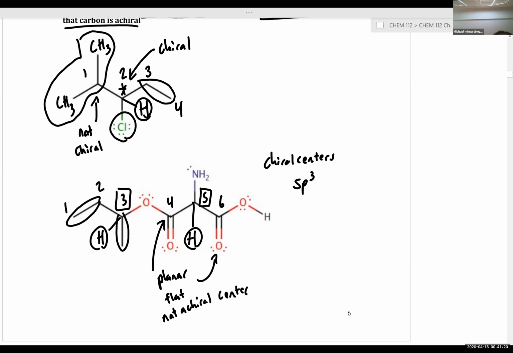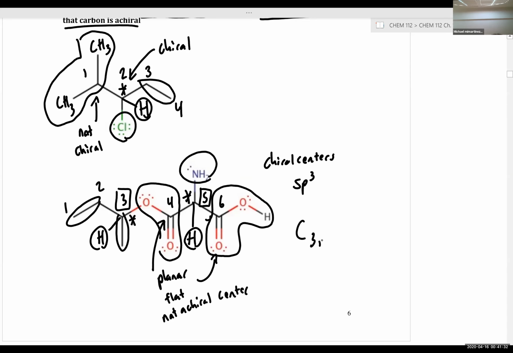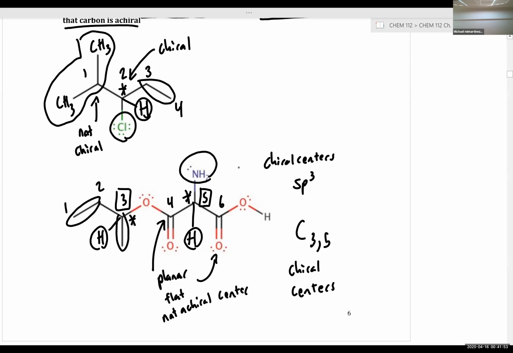Carbon number 5, we have a hydrogen, this ester functionality, a carboxylic acid functionality, and an amine. So this would be a chiral center. So carbons 3 and 5 are chiral centers. I'm pretty shocked actually, for all the biologists in the room who were staring at this molecule, that I didn't see a snap answer that carbon 5 is chiral. Would someone like to volunteer and take a guess?